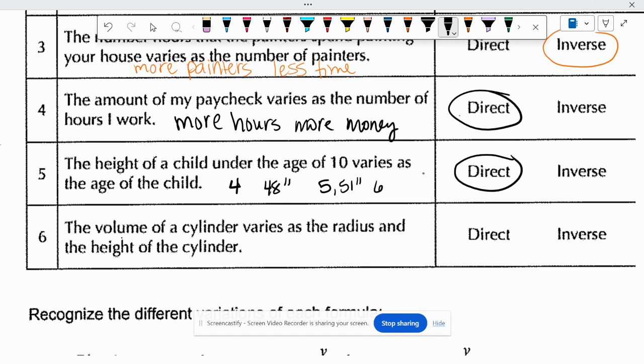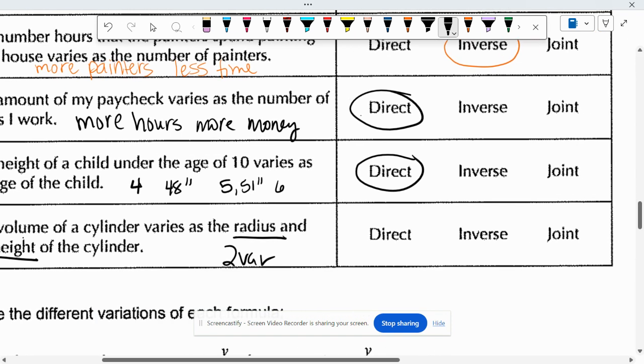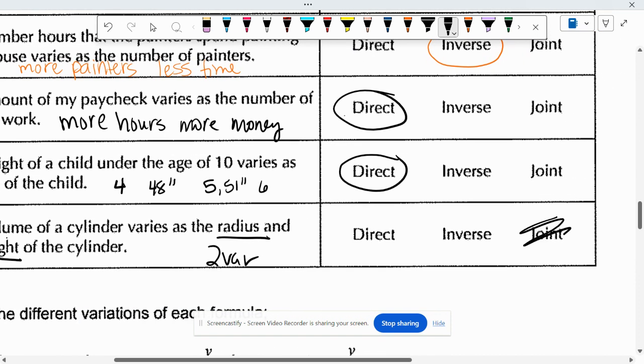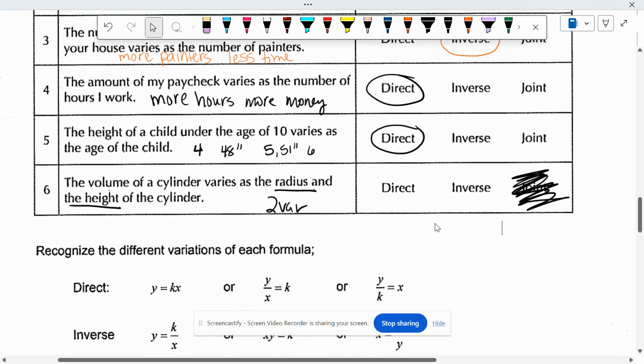Volume of a cylinder varies directly as the radius and the height. Do you guys see how this has two variables again? This is a joint. We don't do that. Okay. That is a joint, and you don't do that.